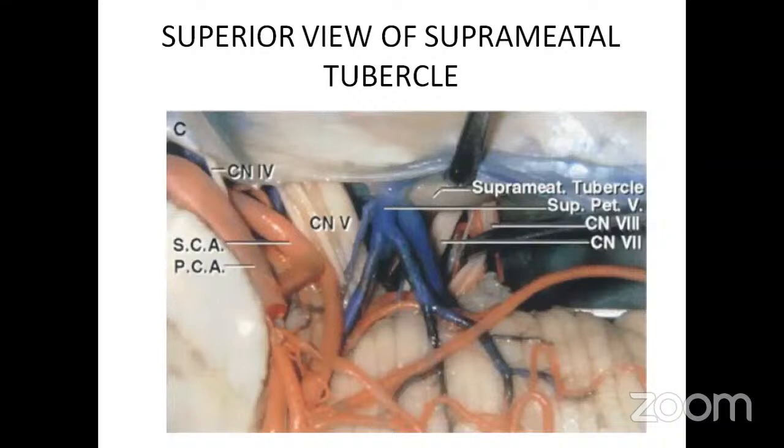This diagram is showing the superior view, and in this view, this is the suprameatal tubercle. It lies lateral to the trigeminal nerve. This is the trigeminal nerve. This is the superior petrosal vein. It is below the superior petrosal vein, and it is anterior to the facial and vestibulocochlear nerve. So the suprameatal tubercle is anterior to 7th and 8th nerve, below the superior petrosal vein, and lateral to 5th cranial nerve, that is the trigeminal nerve in superior view.